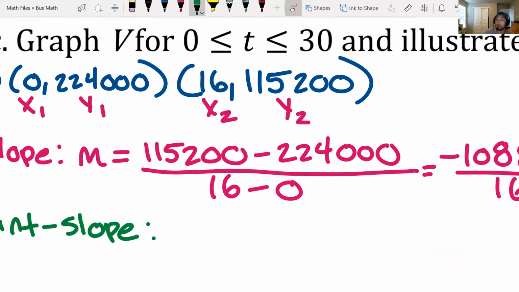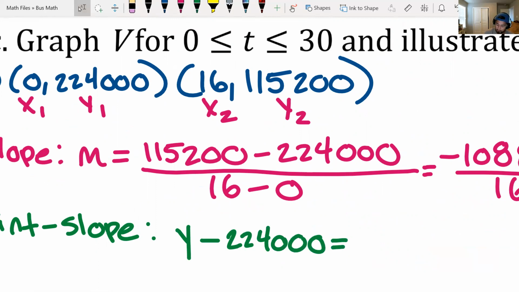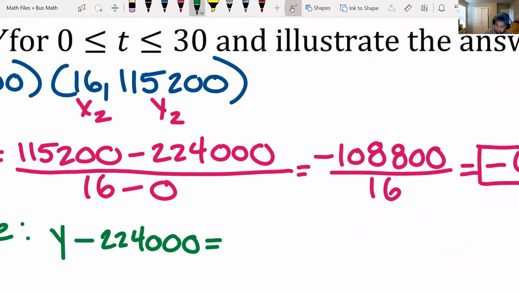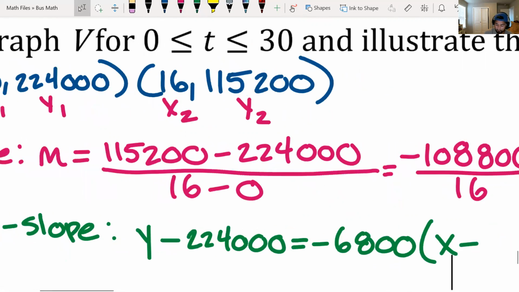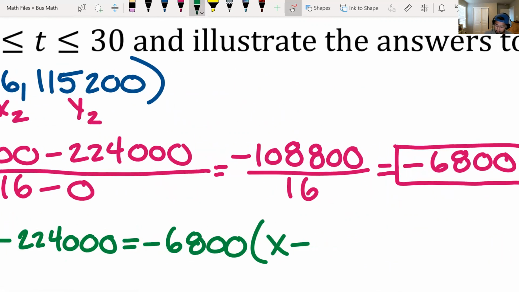All right, and I'm sure you have this one burned in your head now. Y minus Y1, which is 224,000, equal to our slope of negative 6,800 times X minus our X1 value of 0. Hey, that's cool.